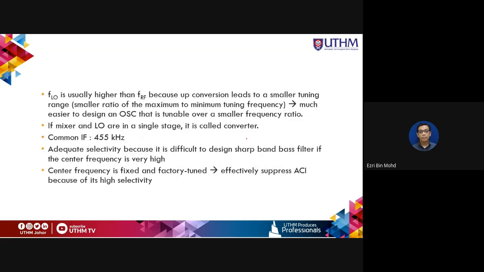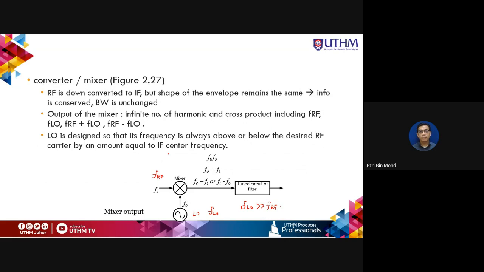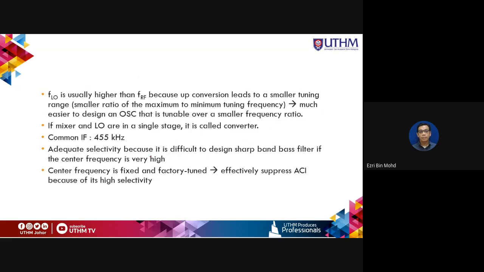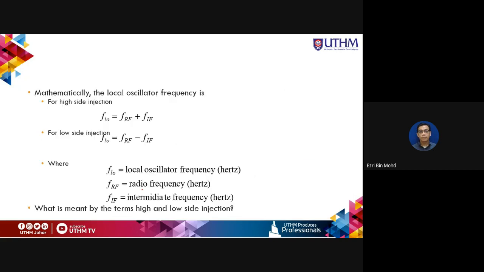Okay. So the common intermediate frequency, IF, is equal to 455 kHz. It gives adequate selectivity because it is difficult to design a sharp band pass filter if the center frequency is too high. The center frequency is fixed and factory tuned, and effectively suppresses ACI because of its high gain.